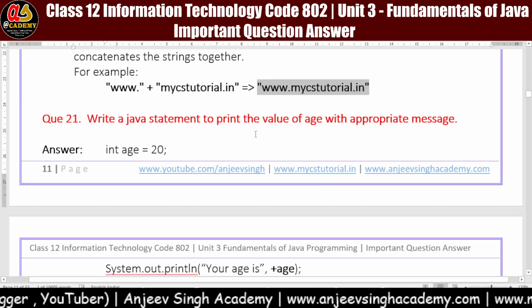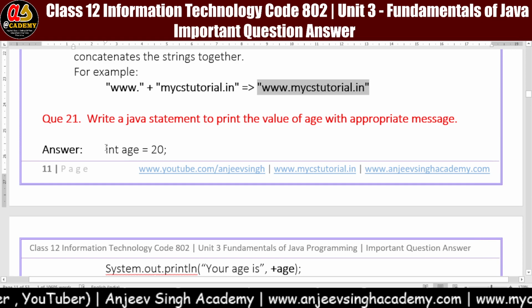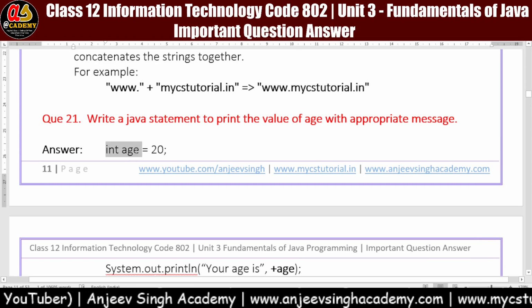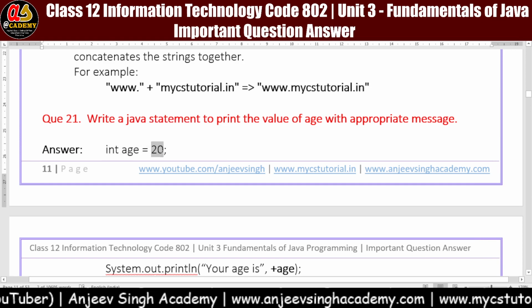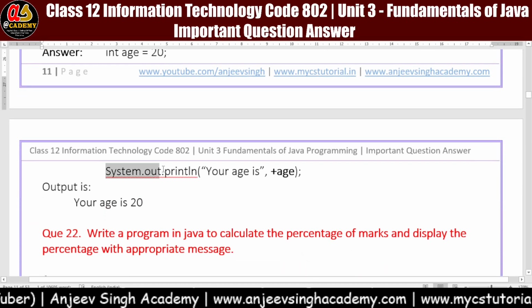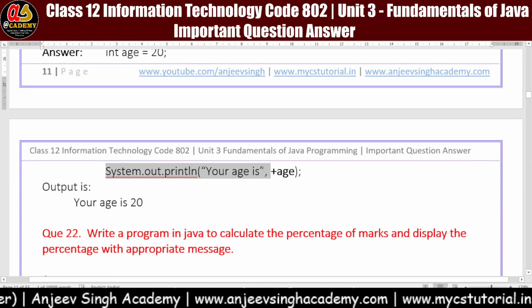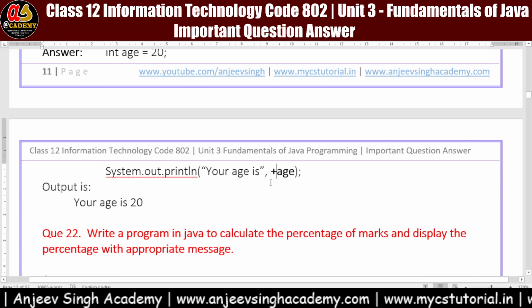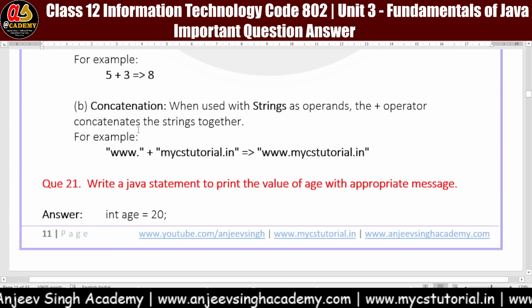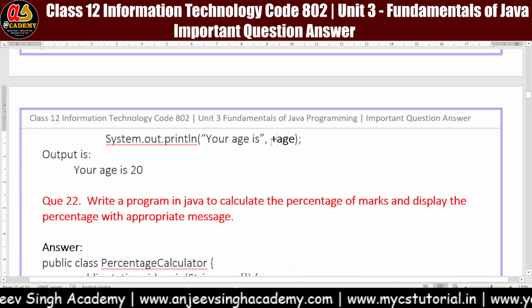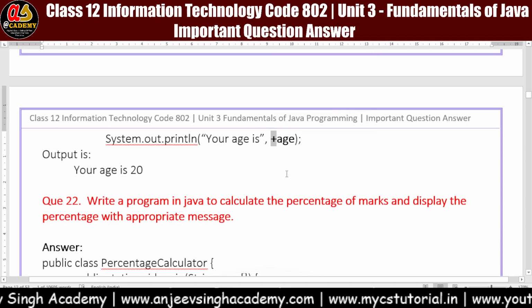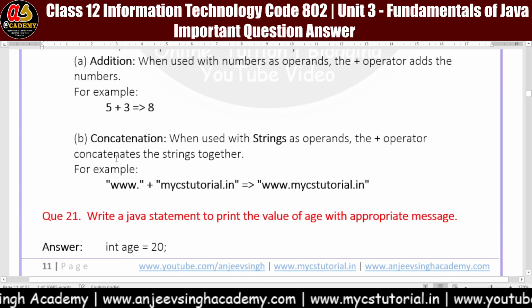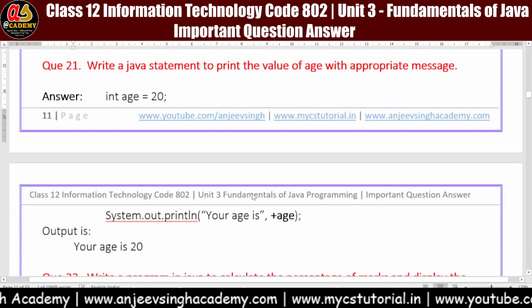Write a Java statement to print the value of age with appropriate message. So I have to declare the variable int age. I'm assigning a value 20, and then I'm writing here System.out.println, "Your age is " plus age. Now you are able to understand. This is concatenation here. So this plus symbol does not work as an addition operator. This plus symbol works here as a concatenation.